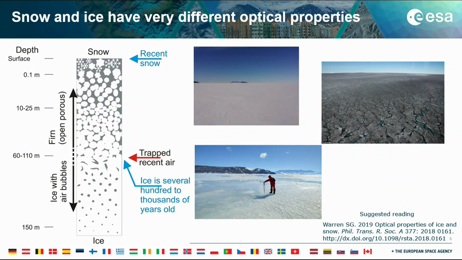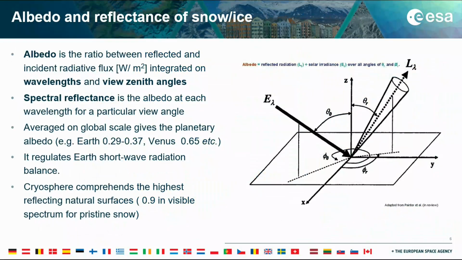So I put here a nice reading about the optical properties of snow and ice, if you are interested in this topic. As you see, I put just some pictures from Antarctica, Greenland, and you see that the type of ice and the optical properties of ice and snow are very different. There can be water on the surface, there can be impurities, and we will see some examples of what kind of impurities can be present on the surface of snow.